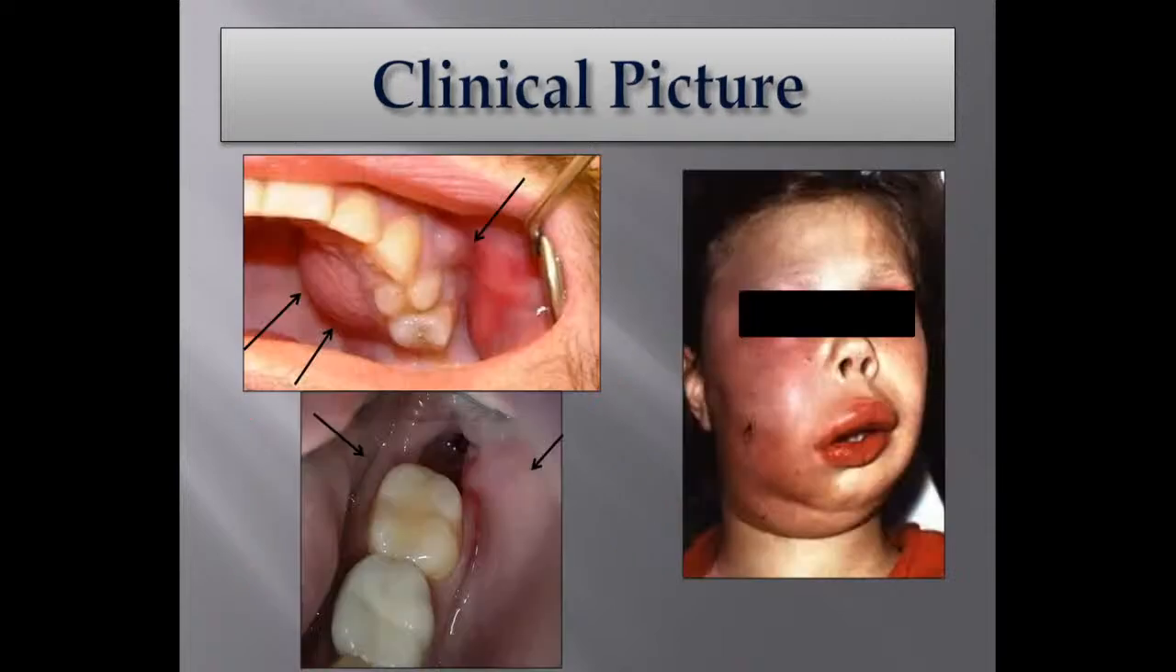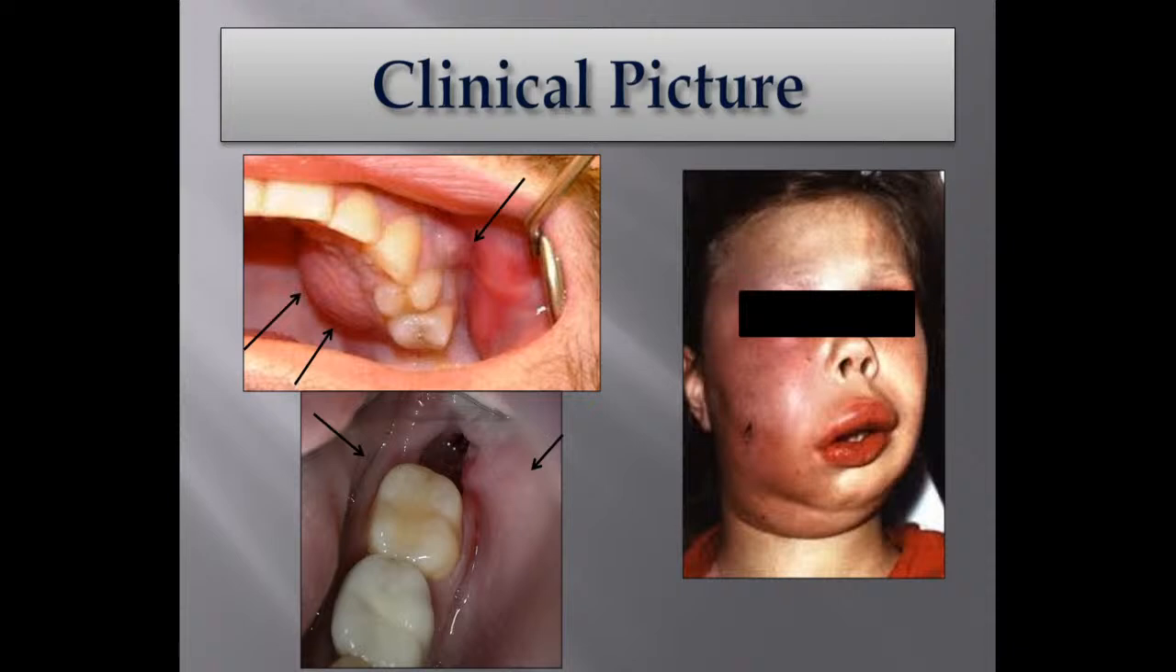Clinical findings include intense pain, indurated swelling, paresthesia or anesthesia of the inferior alveolar nerve, cervical lymphadenopathy, and fever. Over time, fistula formation, necrotic bone exfoliation, and tooth mobility may develop.